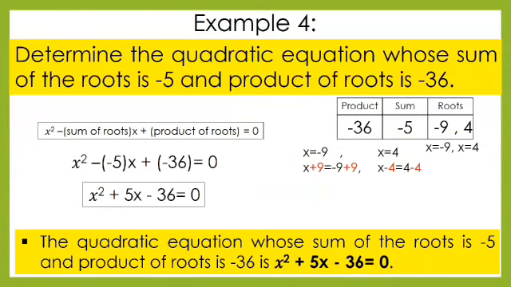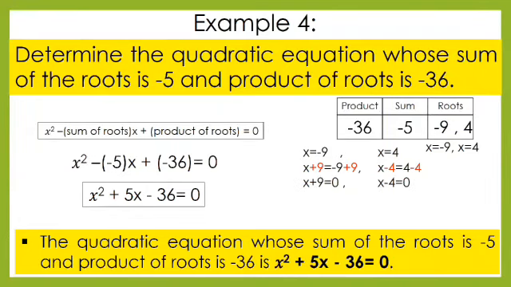And then, we apply the addition property of equality. We add 9 to both sides of the equation for x equals negative 9. For x equals 4, we subtract 4 to both sides of the equation. So we applied subtraction property of equality.